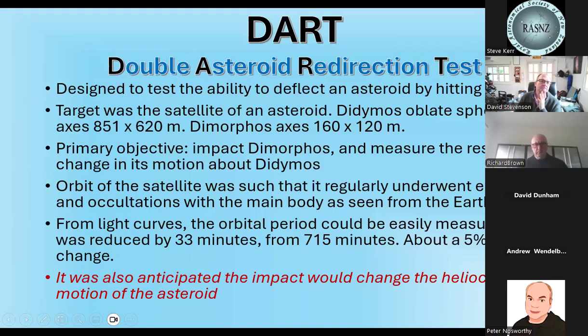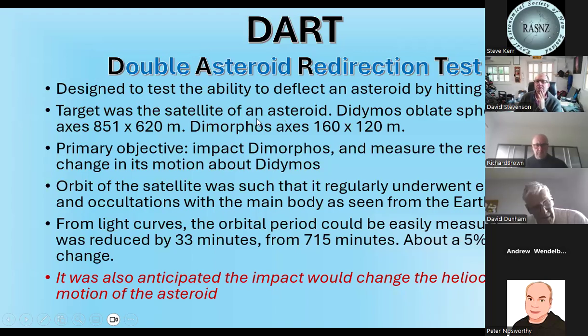Now, a bit about DART. DART was about testing the possibility of deflecting an asteroid if it was heading towards the Earth. It's a deflection that you would have to apply some years in advance. It's not something you can do if the thing is going to hit the Earth next week. But if it's going to hit us in 5 or 10 years' time, it's a very viable method.